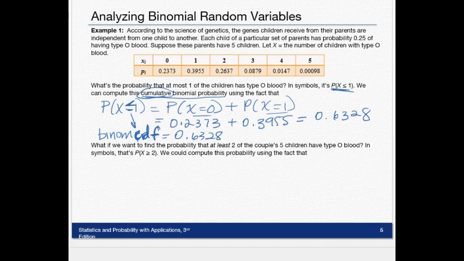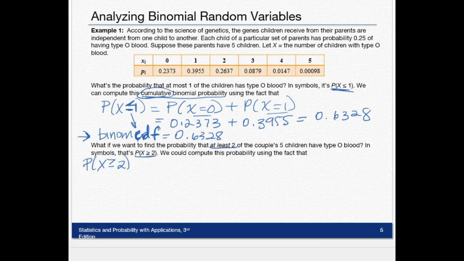Okay, so you can use this function in the calculator, if you want, or if you have a table, it's really pretty simple. Just make sure to include what it equals also. Now, if we want the probability that at least 2 of the couple's 5 children have type O blood, in symbols that changes. It's the probability that x is greater than or equal to 2.